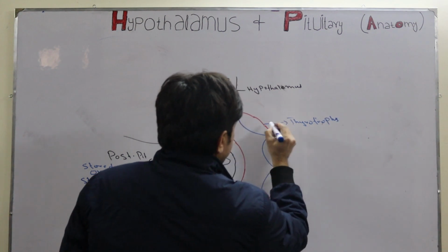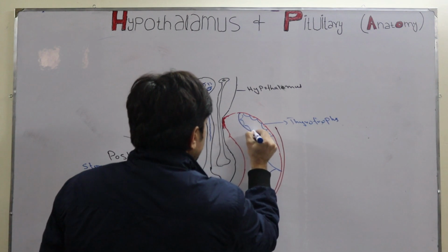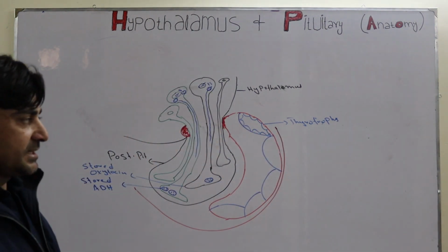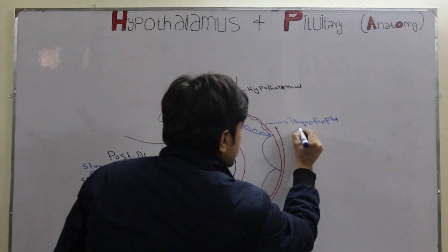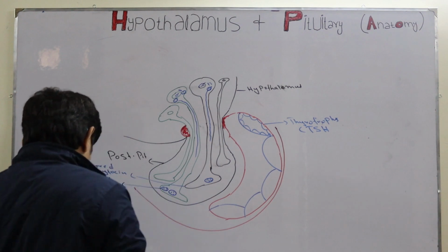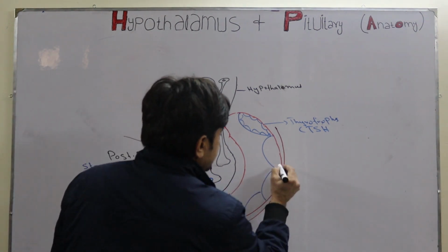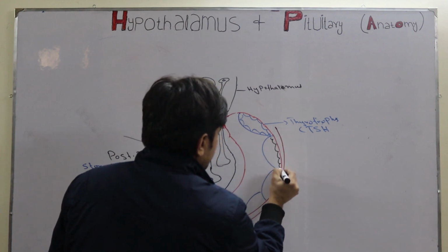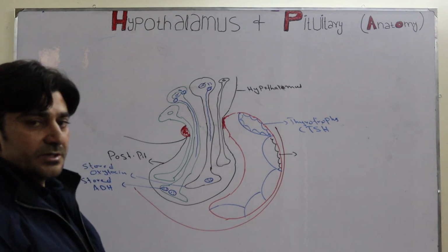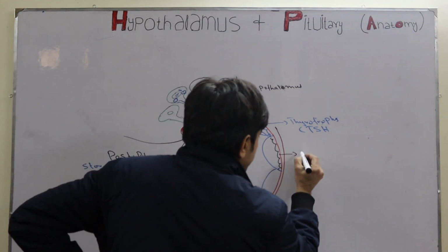Thyrotrophs. What are thyrotrophs? Thyrotrophs are the group of cells of the anterior pituitary which produce and secrete TSH hormone. So these are the cells which produce TSH. And for example, these are the cells, let's suppose, of the anterior pituitary which produce growth hormone. And these cells are called somatotrophs.